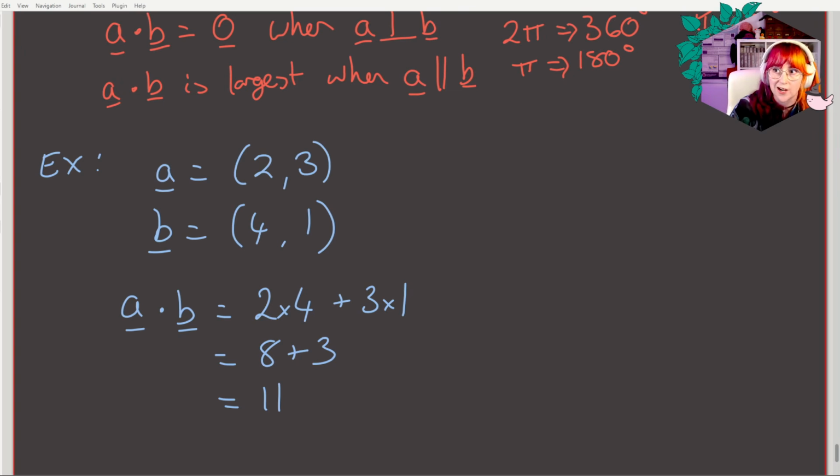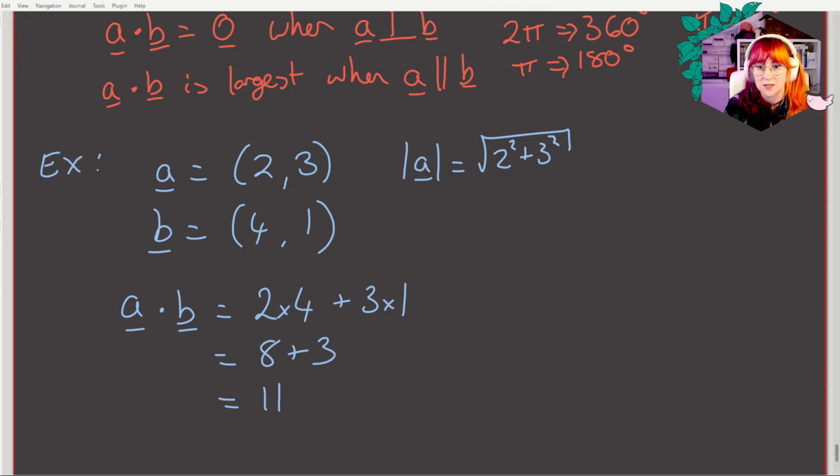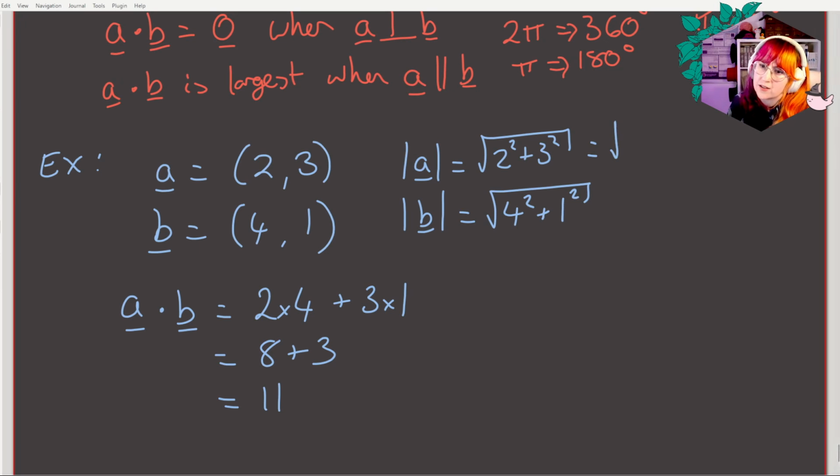Now, equally, we could try and work out the norms of them. So we get the norm of A is the square root of 2 squared plus 3 squared, and the norm of B is the square root of 4 squared plus 1 squared. So that's 4 plus 9, so that's the square root of 13. And that's the square root of 17.